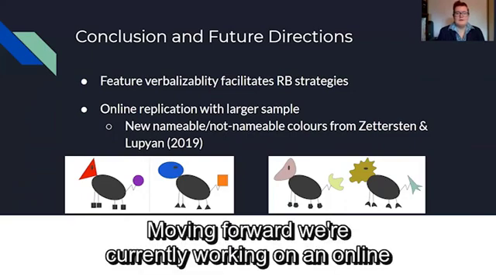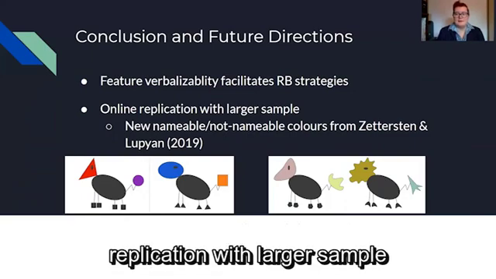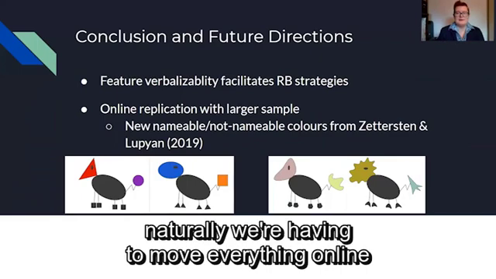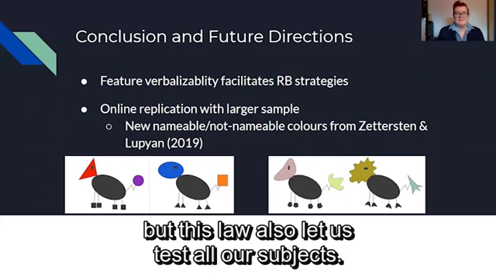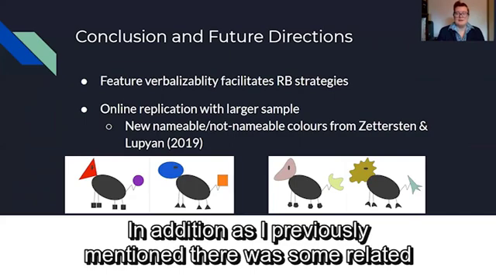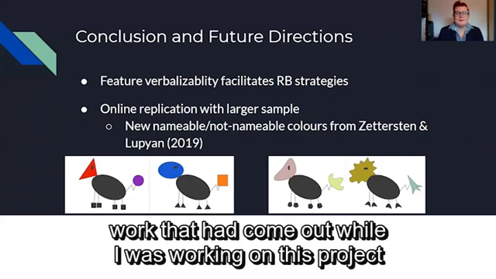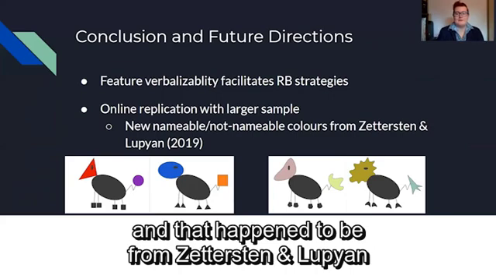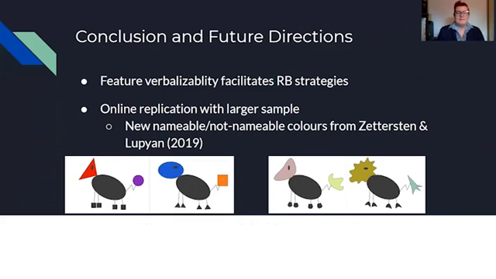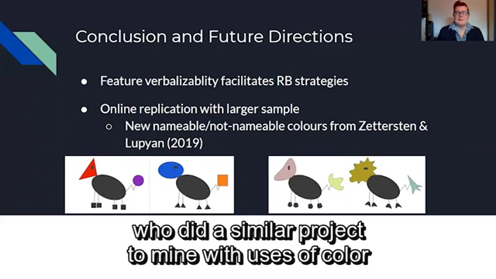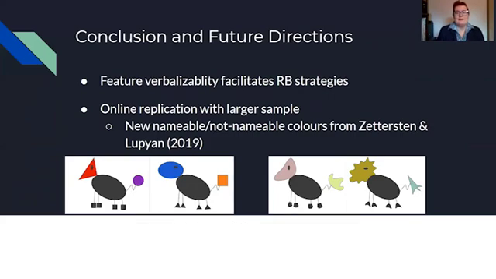Moving forward, we're currently working on an online replication with a larger sample. Because of the COVID situation, naturally, we're having to move everything online, but this will also let us test a lot more subjects. In addition, as I previously mentioned, there was some related work that had come out while I was working on this project, and that happened to be from Zetterstein and Lupian, who did a similar project to mine with uses of color as well as shapes.